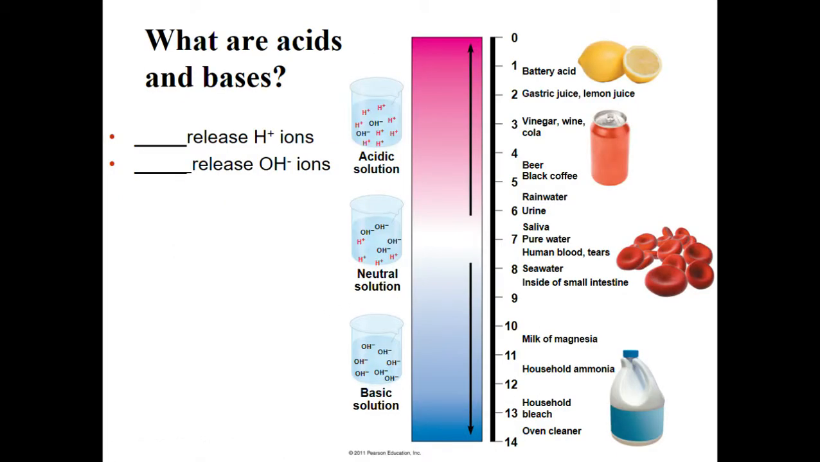Let's cover acids and bases, because we will be seeing this a lot in AP Bio, so we do need a little bit of a review. Acids are going to release hydronium ions, whereas bases will release hydroxide ions. These are examples of acids: battery acid, gastric juice, wine, vinegar, coffee. And then things that are basic are like oven cleaners, or things that can break down fat, like bleach or household ammonia.